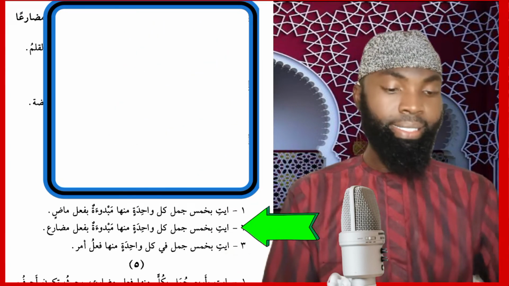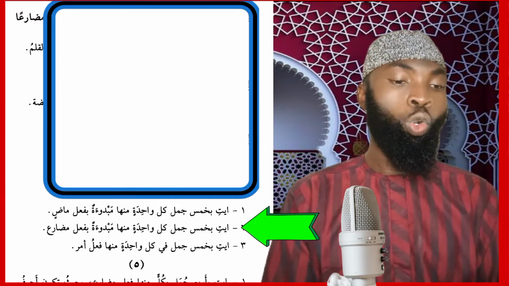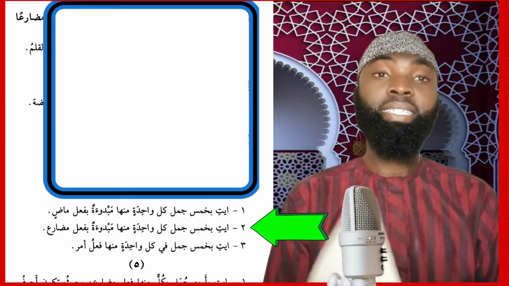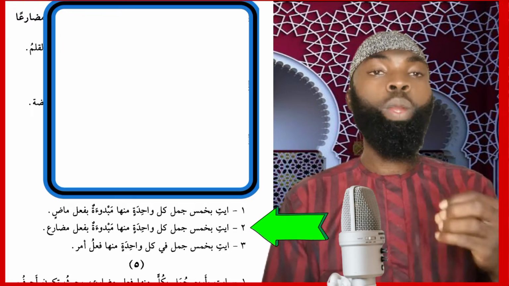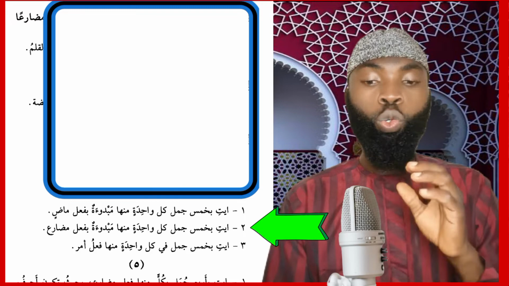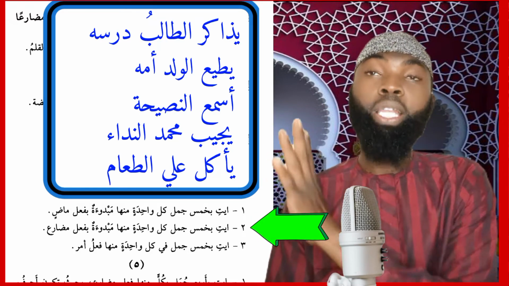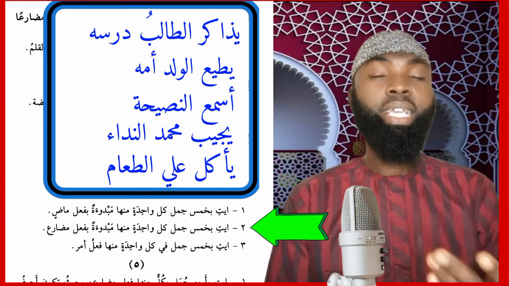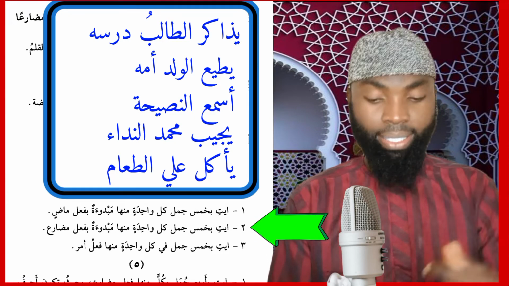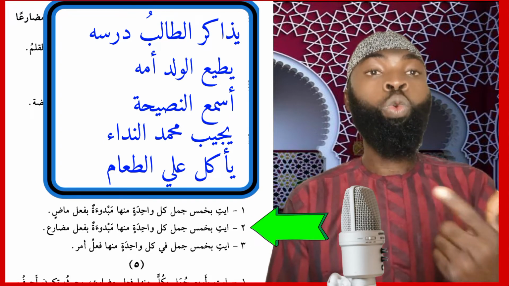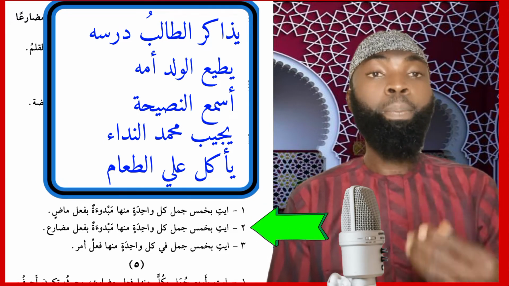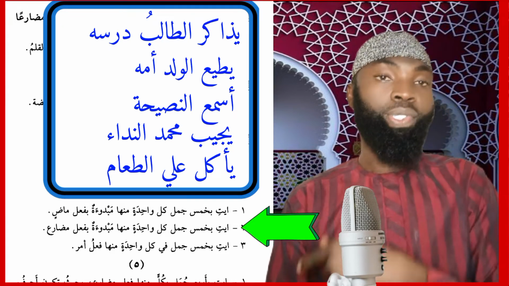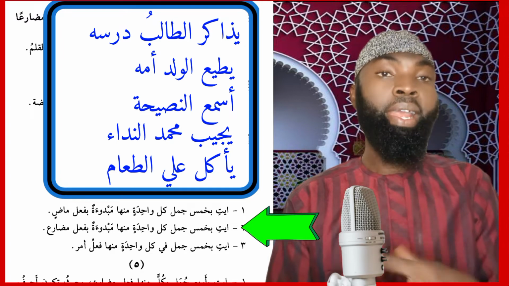The instruction says iti bi khamsi jumalin kullu wahidatin minha mabdu'atun bi fi'lin mudari. Form 5 sentences, each of them beginning with a present tense. So we can look at the 5 sentences on the board. We can say yudhakiru talibu darsa. The student is revising his lesson. Yudhakiru, present tense. We can also say yuti'u al waladu ummah. The boy is obeying his mother. Yuti'u. We can also say asma'u nasiha. I am hearing, or I hear the advice.